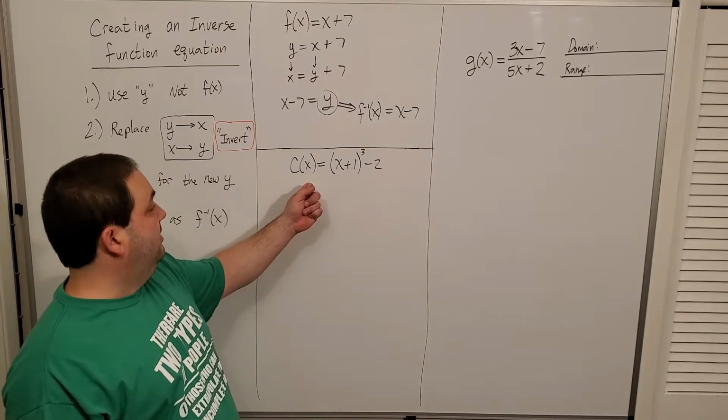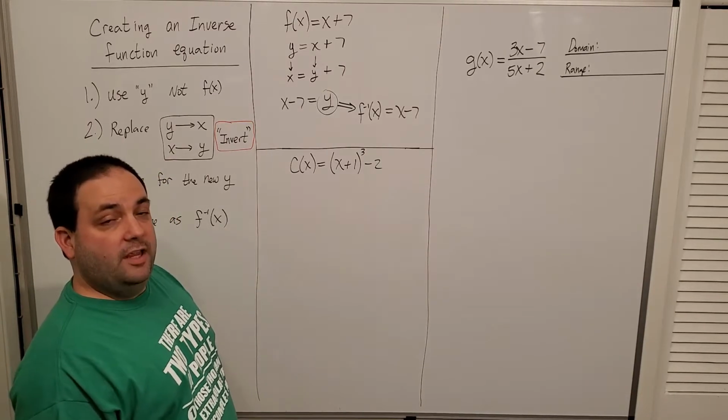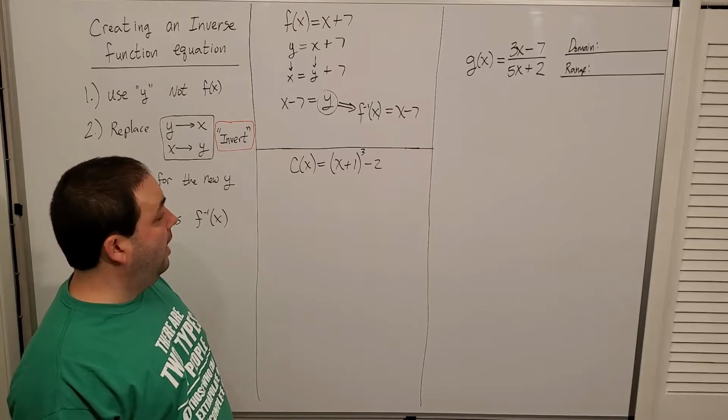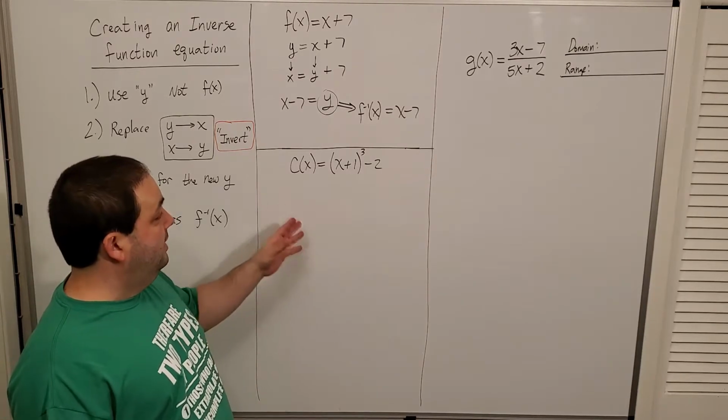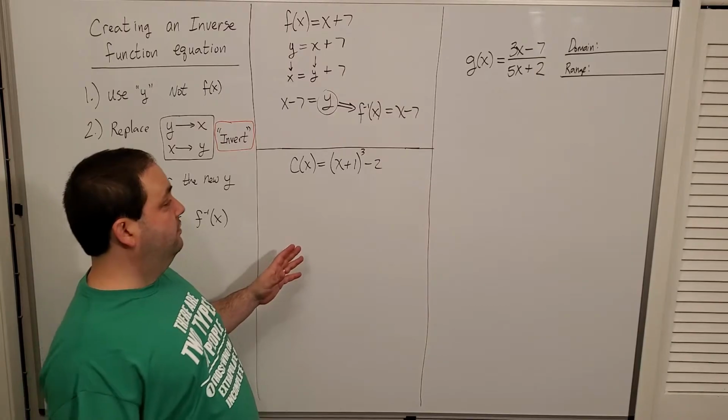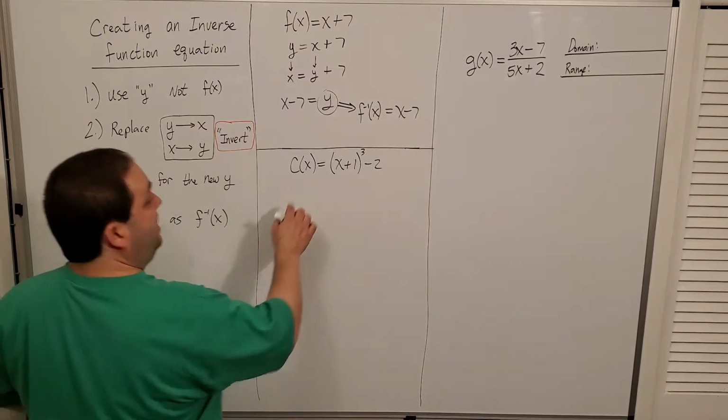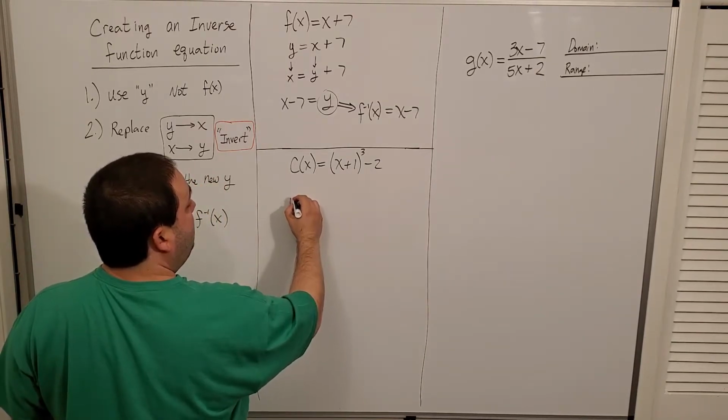Okay, a couple of scenes ago we saw this function and we graphed it and its inverse, right? I showed you what the inverse was. Now we're going to actually create it ourselves. So instead of c of x, I use y.